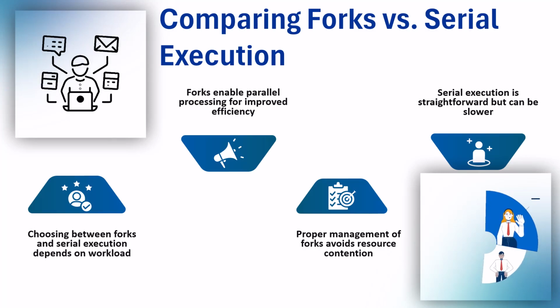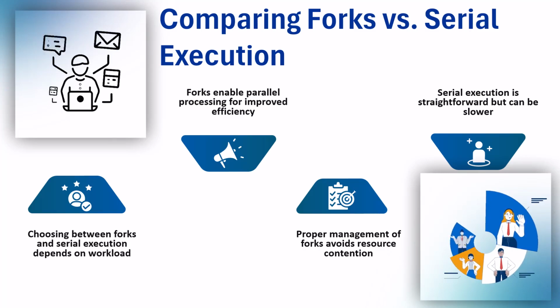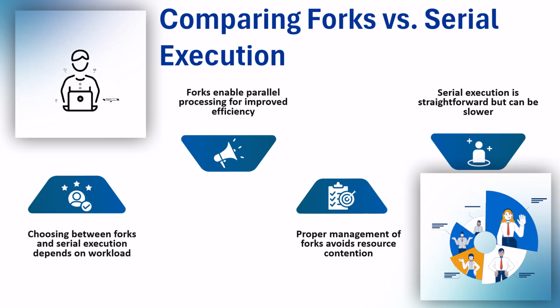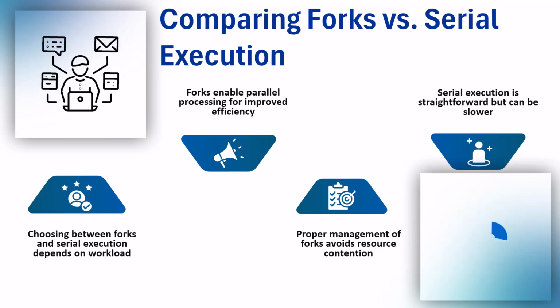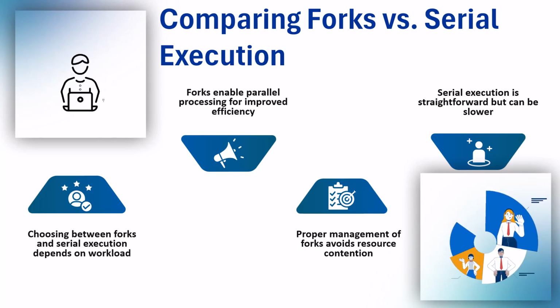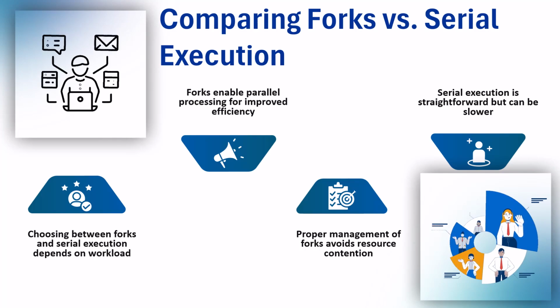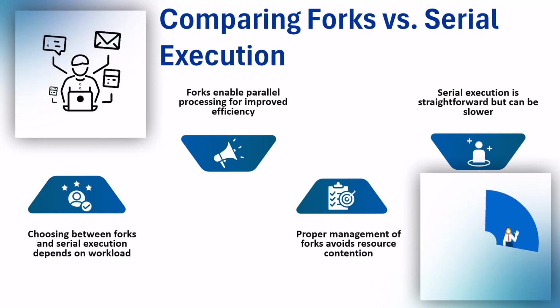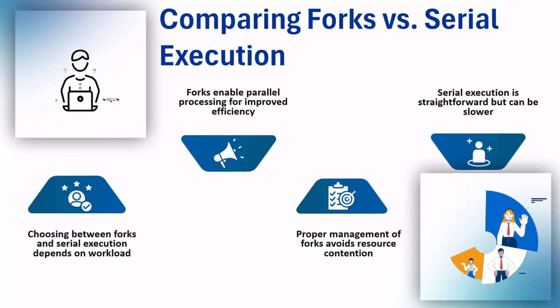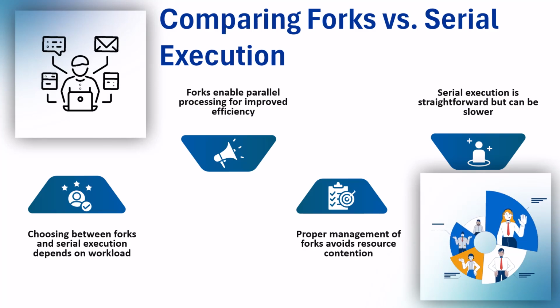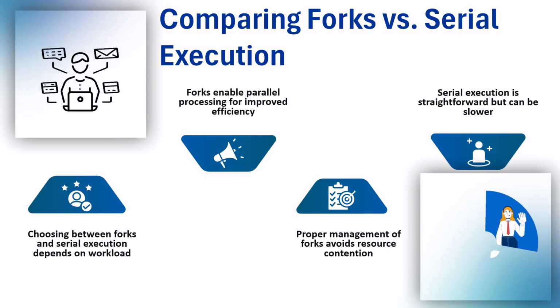All right, let's talk forks. No, not the ones for eating. Forks in computing let us run multiple tasks at once, speeding things up. Serial execution, on the other hand, is like standing in a slow-moving queue, one task at a time. Picking the right method depends on the workload and how much patience you have. And remember, too many forks can jam the system, much like too many cooks spoiling the broth.